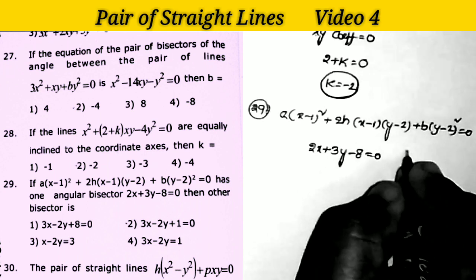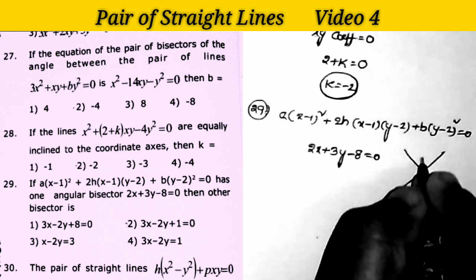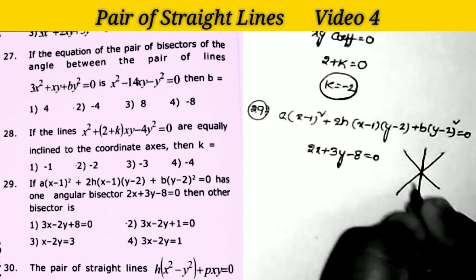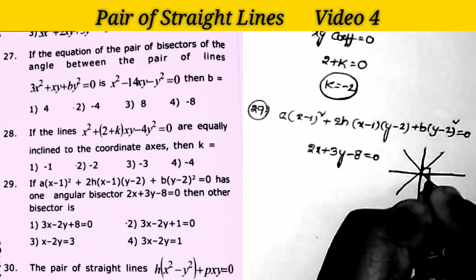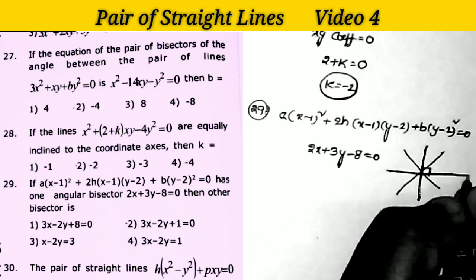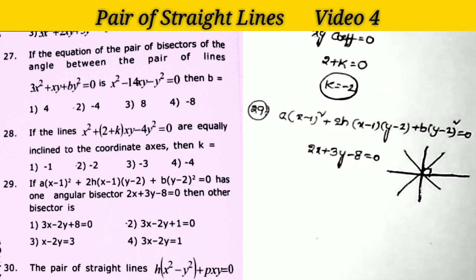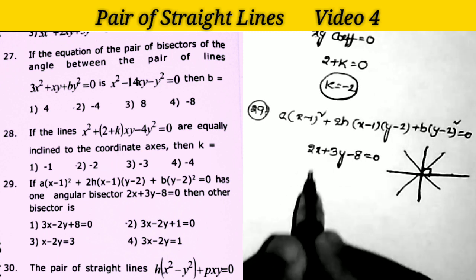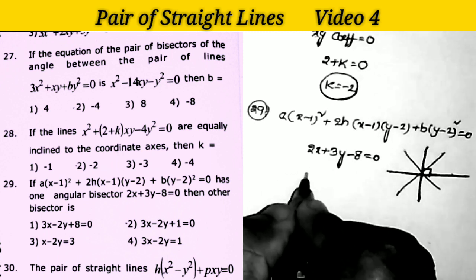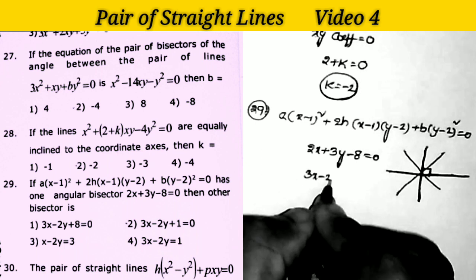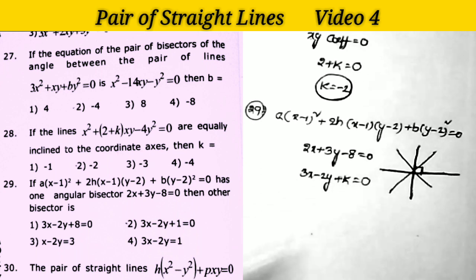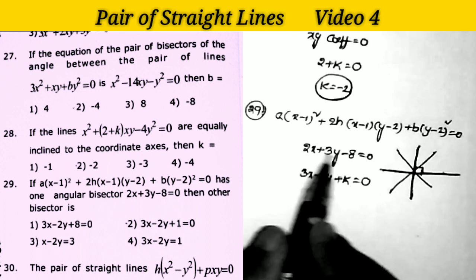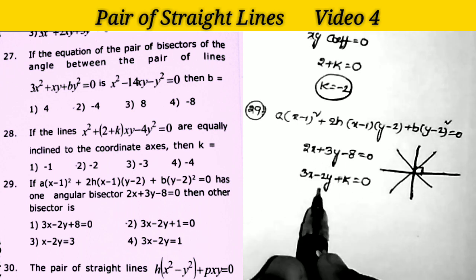Already in yesterday's video I told you that the angle between the angular bisectors is always equal to 90 degrees. That is, the angular bisector is nothing but the perpendicular equation of the first equation. Now what is the perpendicular equation to this equation? 3x minus 2y plus k is equal to 0. The perpendicular equation to this one is nothing but the second angular bisector.